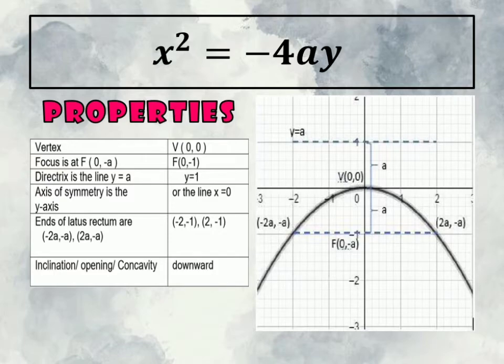The ends of the latus rectum are (negative 2a, negative a) and (2a, negative a). Substitute the value of a, which is 1, so our latus rectum ends are (negative 2, negative 1) and (2, negative 1). And as you can see in the graph, our opening opens downward.